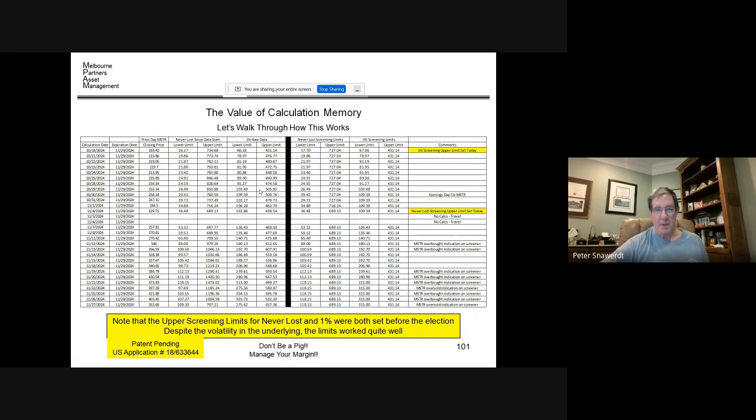What is my note at the bottom? Note the upper screening limits were both set before the election. This was around election volatility. We're going to have that again this year. It's a little bit milder in off-presidential years. I've been doing this since 2009. Every presidential election, it seems like we get a move around 5%, and you do get a VIX spike around it, regardless of who's running for president.